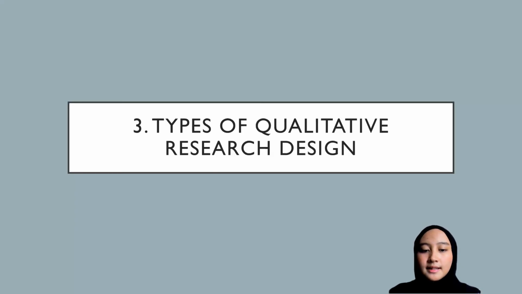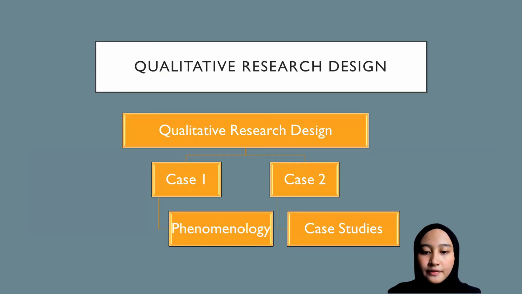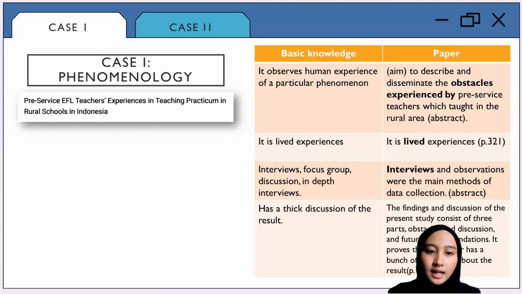The third thing to be addressed is the type of qualitative research design in both cases. In case one, I found that this is phenomenology, and in case two, it is a case study. Why do I say so? Case one is phenomenology because phenomenology observes human experience of a particular phenomenon, right? In the paper, from the purpose, I can see that it looks into the obstacles experienced by the pre-service teachers when they join teaching practice. And second, it is lived experience when they join teaching practice.